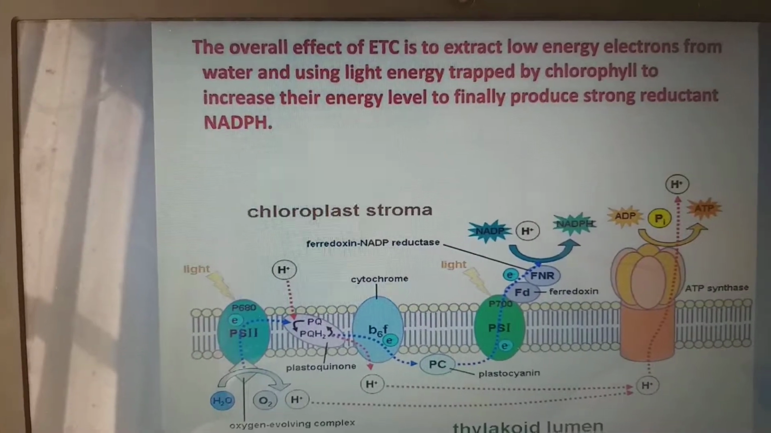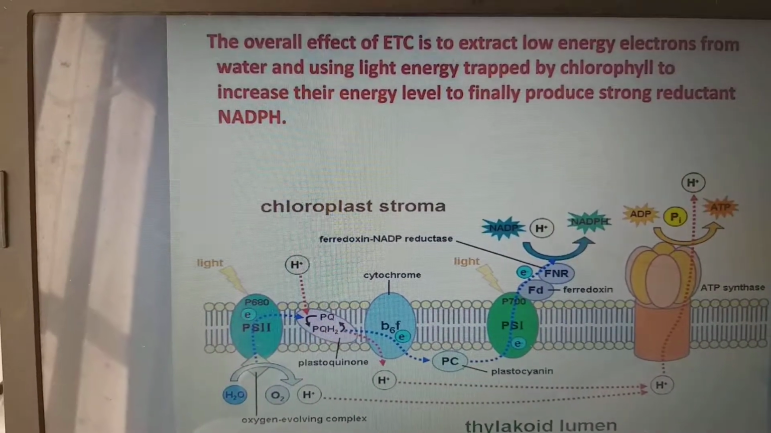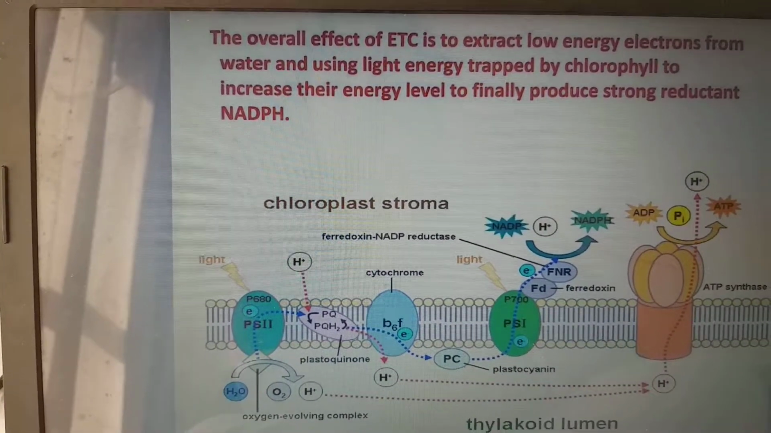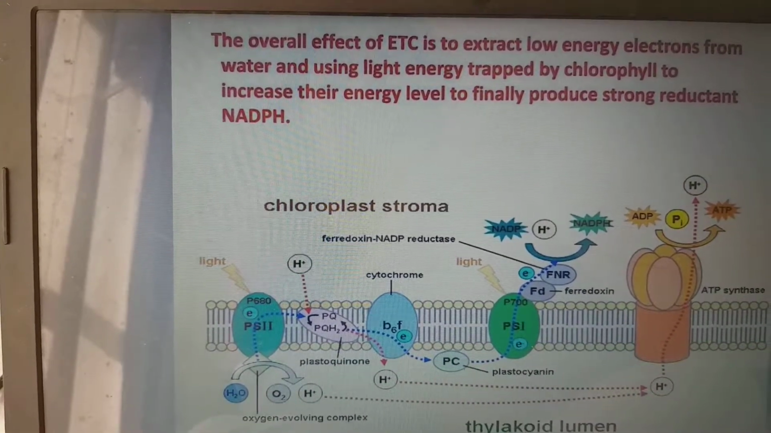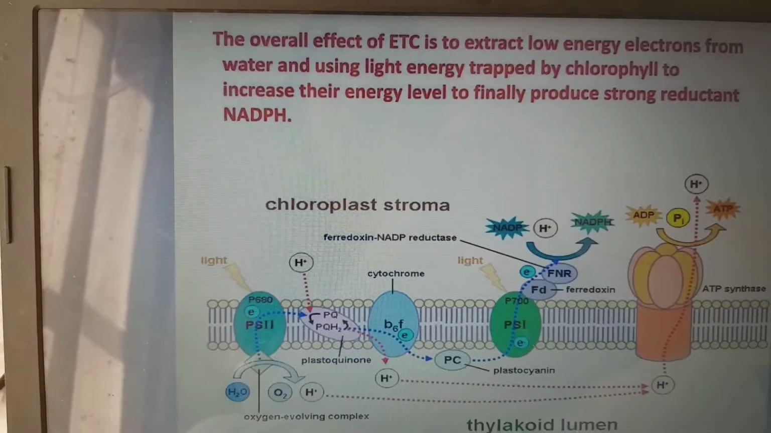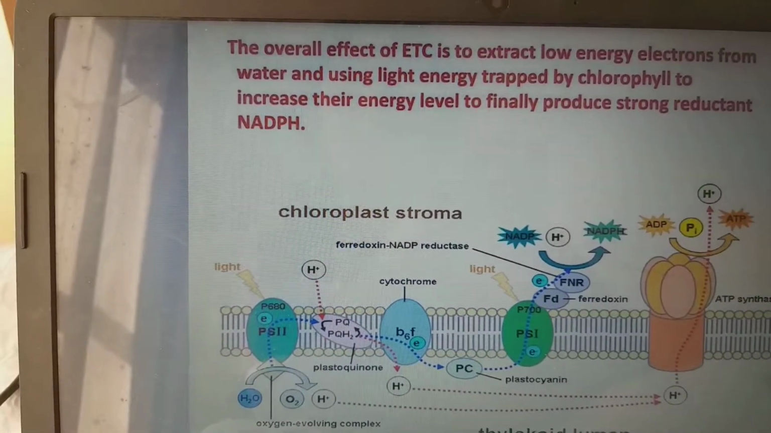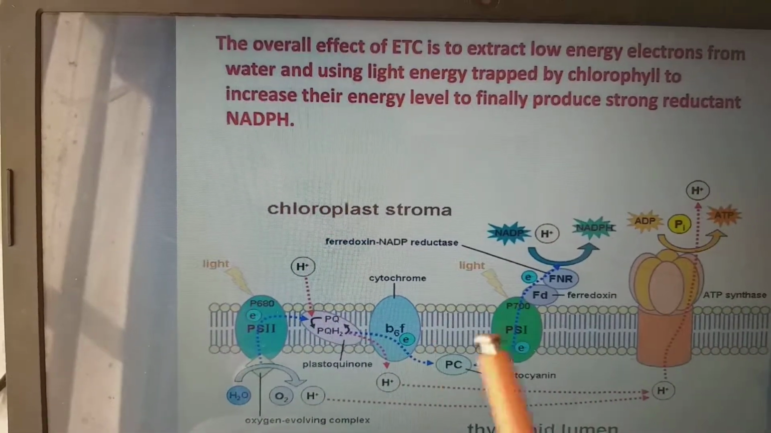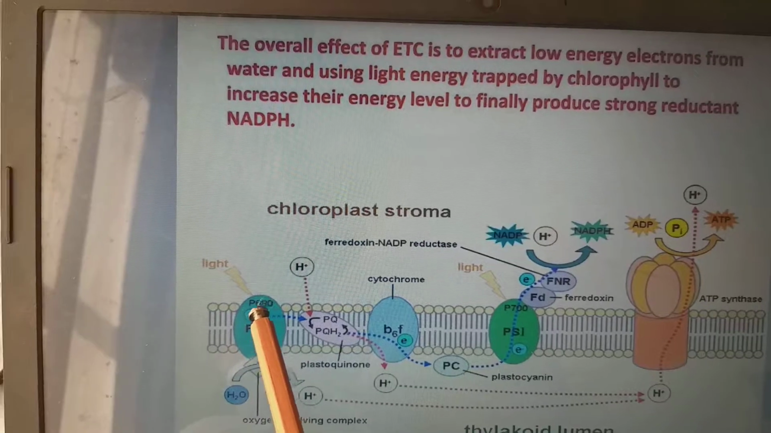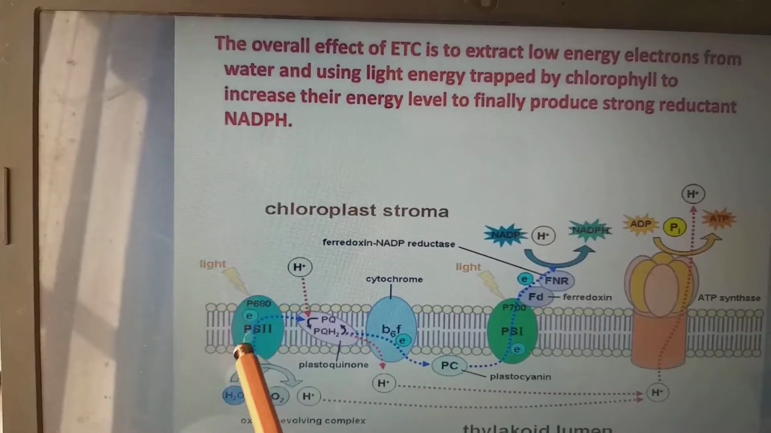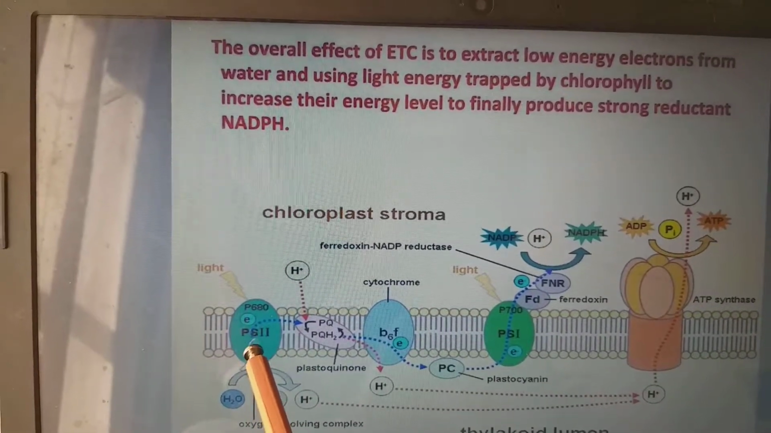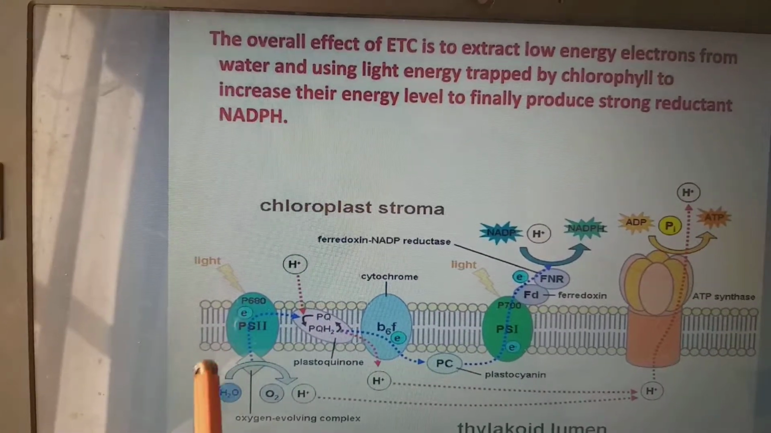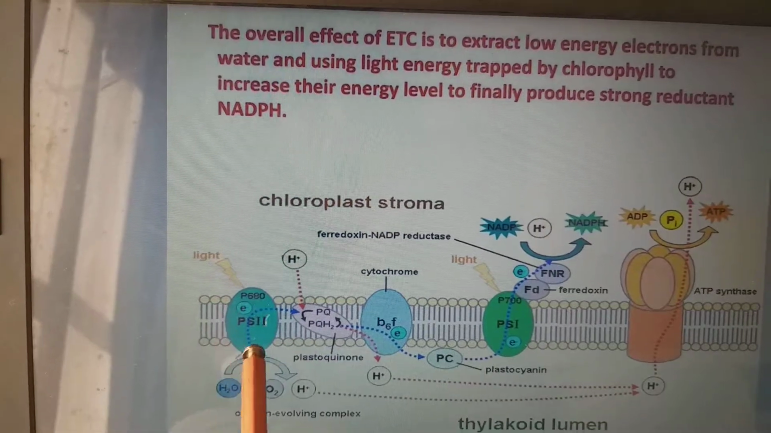The overall effect of the electron transport chain is to extract the low energy electrons from the water and, using the light energy trapped by chlorophyll, to increase their energy level and finally produce a strong reductant, nothing but NADPH. Once again, the light energy being absorbed is by P680. Here we again have photosystem 2 and photosystem 1, the same picture you saw in the previous slide.